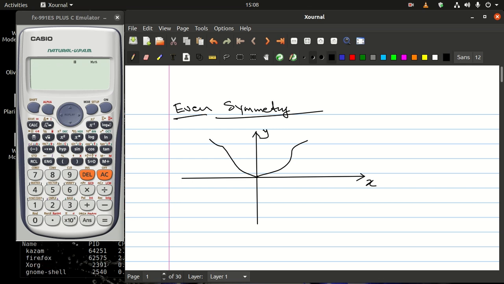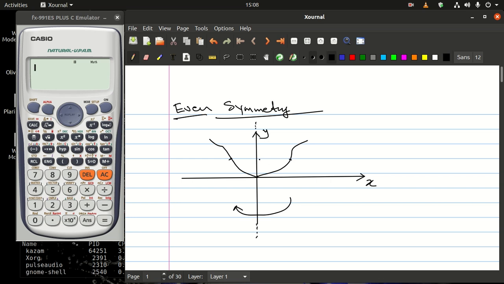So if you can cut this graph here along the y-axis, and this side you flip over, if this curve here overlaps on this curve, then we say that function is even, or it has even symmetry.